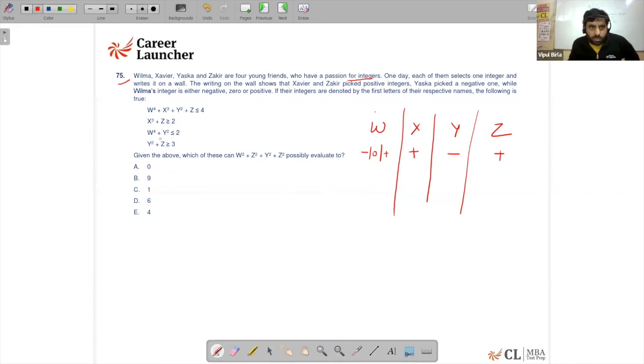So now it says we are supposed to identify what is the value of the square of the sum of all four. Sum of the square of all four, basically. Okay. Now, w to the power 4 plus y square is less than equal to 2. Okay. Y square plus z is greater than equal to 3.